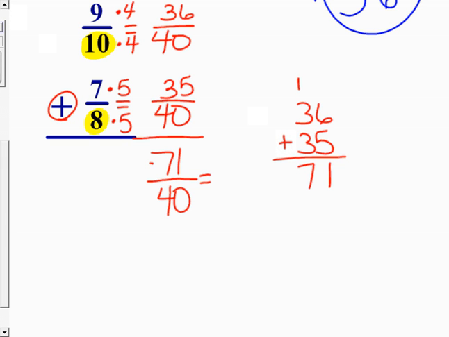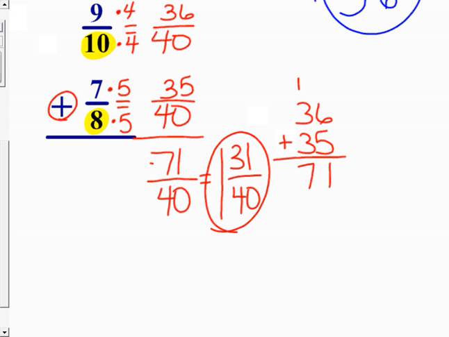40 goes into 71 one whole time with 31 left over. So 1 and 31/40 is our answer for this problem. And there's no whole number, so I'm done.